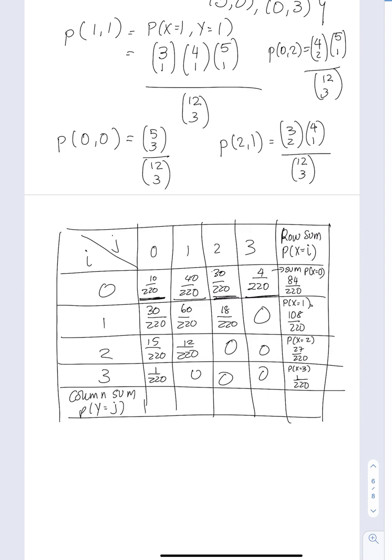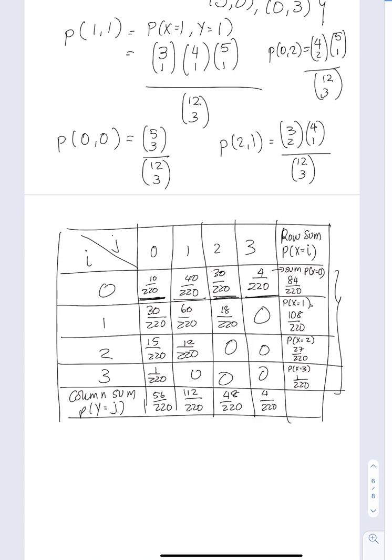Okay, so 40, 55, 56 over 220. Over here, 6112 over 220. And then over here, you have 48 over 220. And over here, you have 4 over 220. Okay, let's stop there for a second.